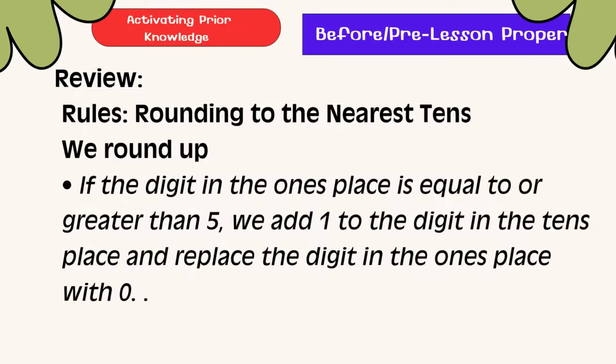We round up if the digit in the ones place is equal to or greater than 5. We add 1 to the digit in the tens place and replace the digit in the ones place with 0.